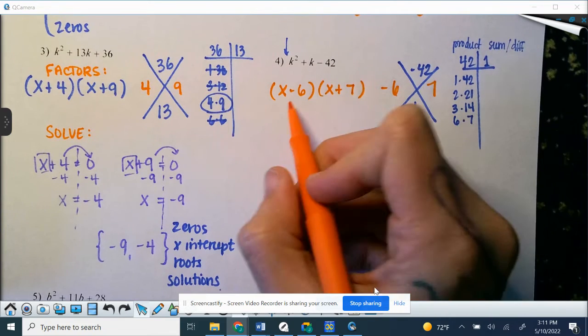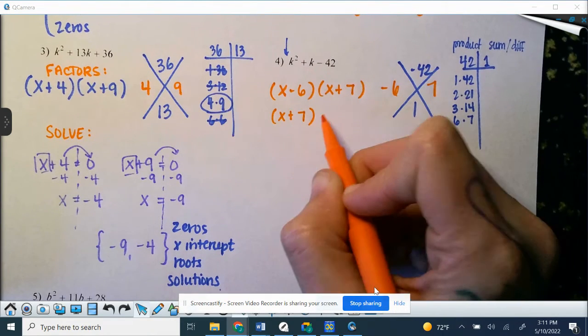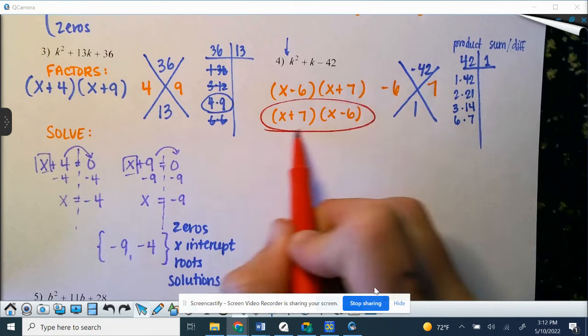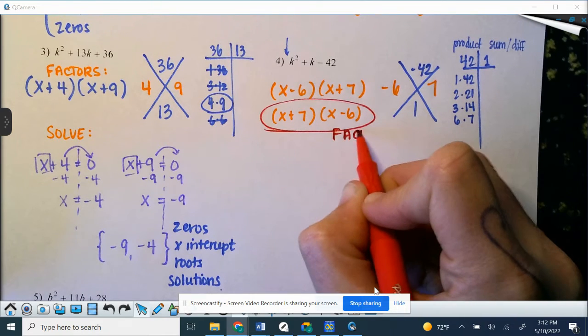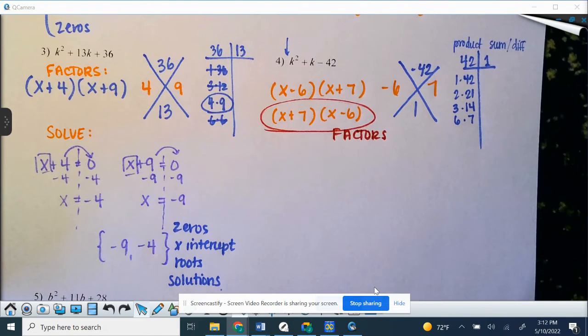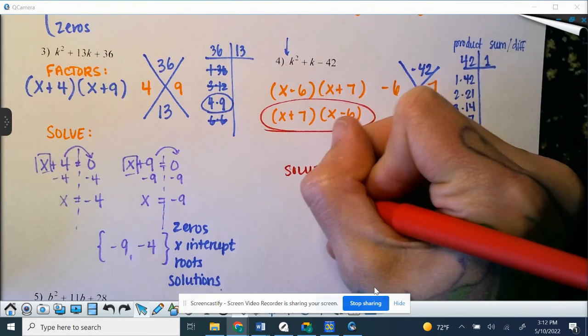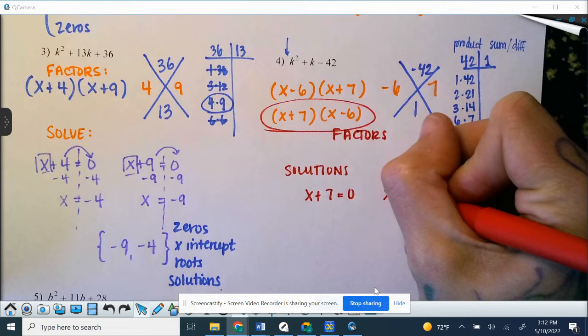Now, this is the same thing as writing this. So the way they're arranged does not matter as much. It's just a matter of whichever one you choose to write first. Because from here, you would either say done, here are my factors, or you would set them both equal to 0 to solve for solutions. So x plus 7 equals 0, x minus 6 equals 0.